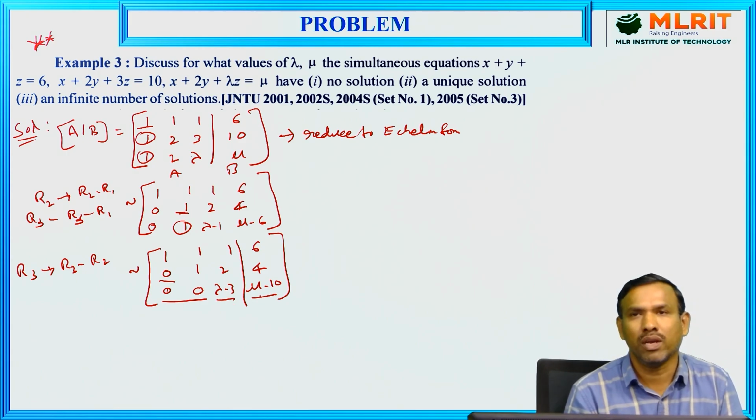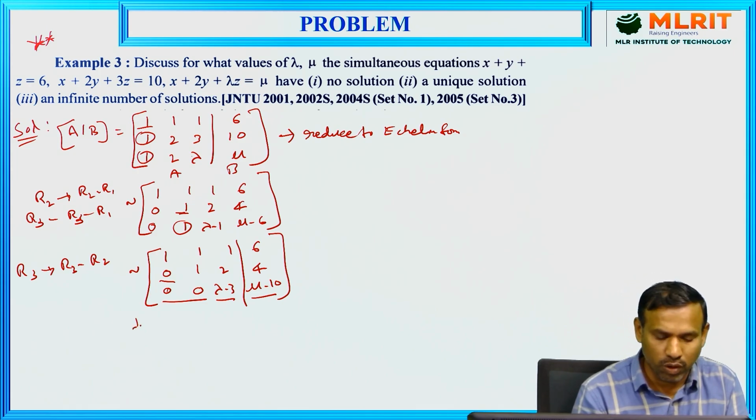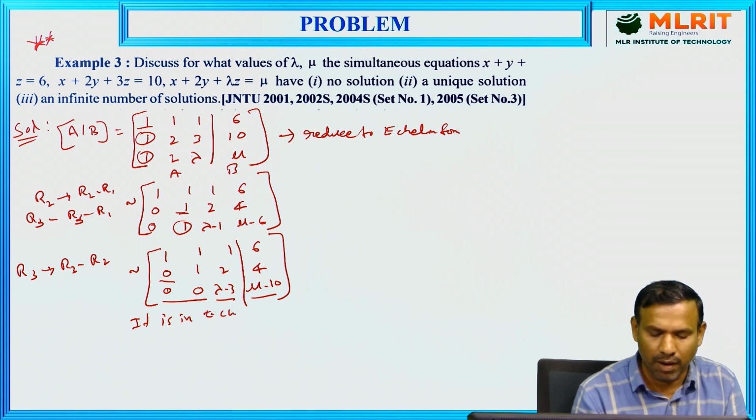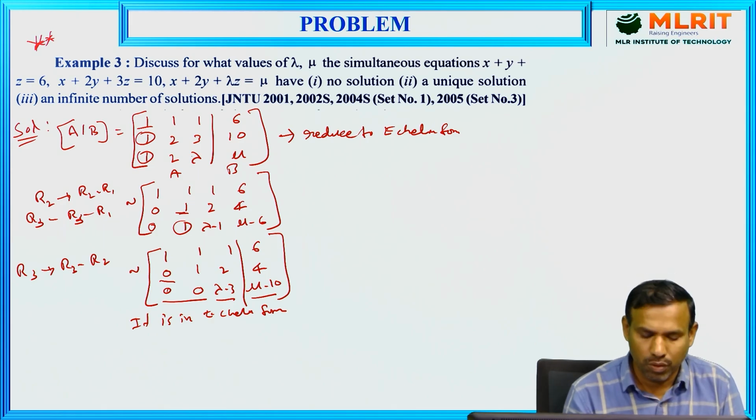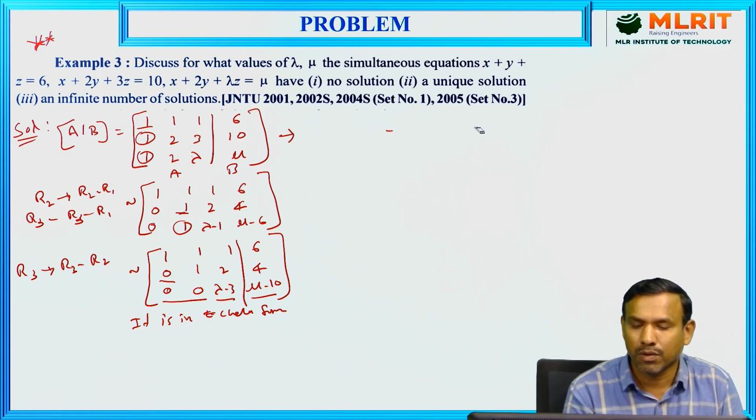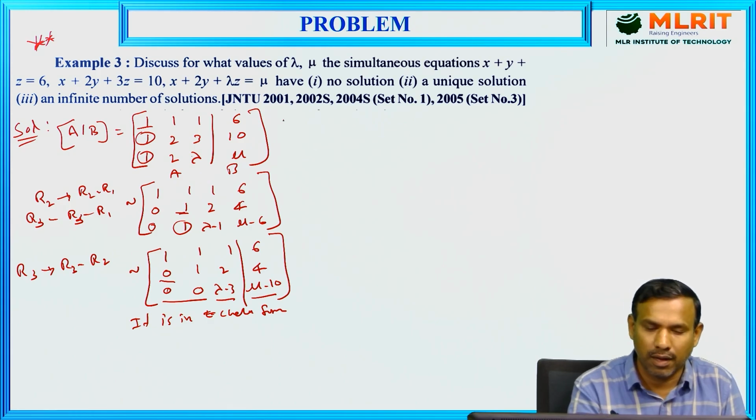What type of solution exists? We discussed that clearly. So first of all, you should write it is in echelon form. If it is in echelon form, what could be the rank for different values of lambda and mu? So write it is in echelon form. Now first let us discuss the first case. Here I am writing case 1.